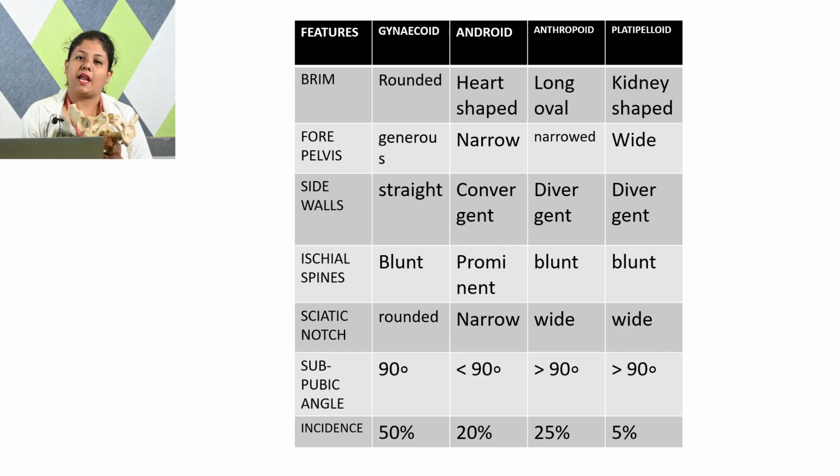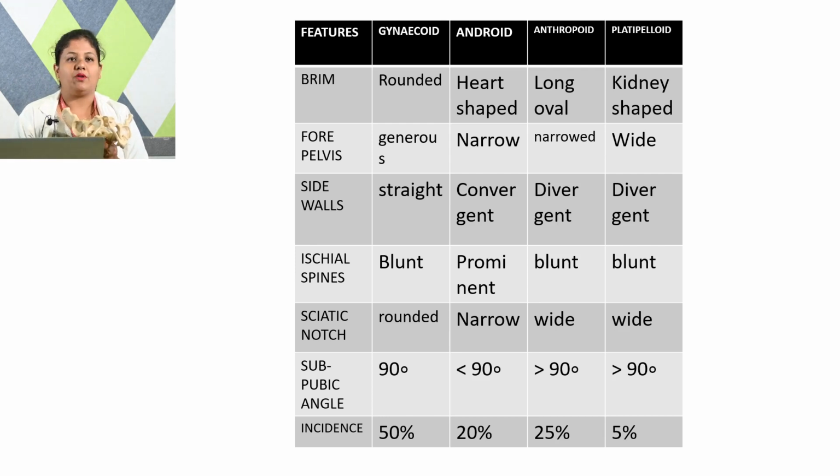If the baby's head is at the level of the ischial spine, then we consider it as zero station. Whenever the baby's head is below the ischial spine, we consider it as a plus station. And whenever the baby's head is above the ischial spine, we consider it as a minus station.